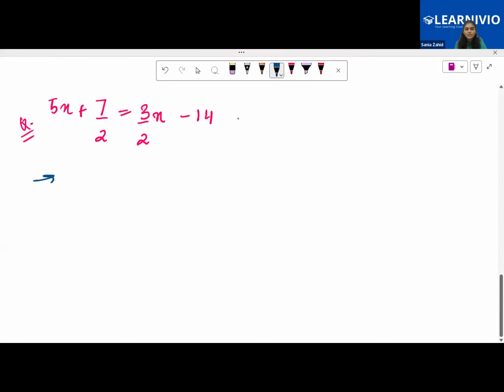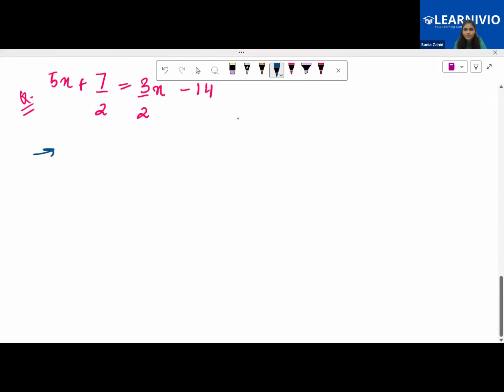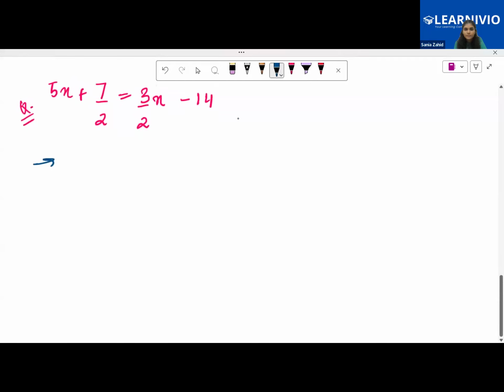So you should find the LCM, right? Wait, let me explain first. And when I give you the questions to solve, then you have to solve them. So first one is 5x. Is there any denominator over here? No, but some other terms have a denominator.